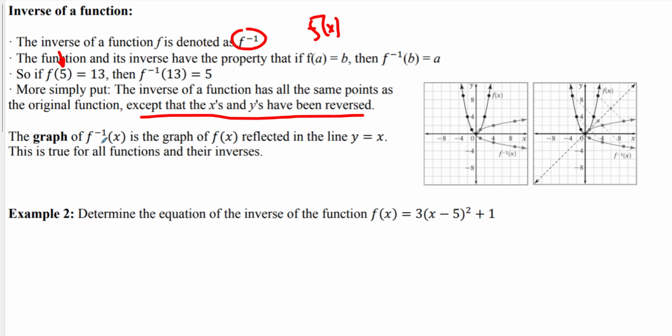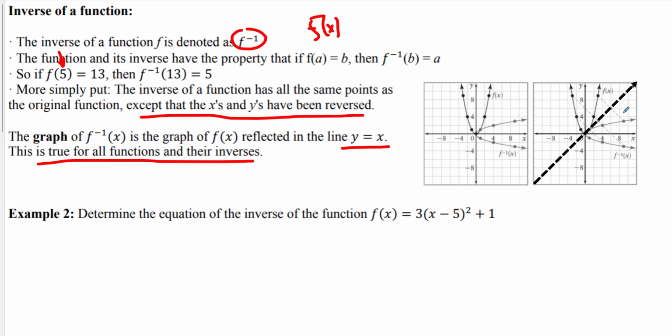The graph of f minus 1 of x is the graph of f of x reflected in the line y equals x. This is true for all functions and their inverses. So this is how inverse functions are graphically related. You have the line y equals x, which is this diagonal line right here. And whatever your initial function is, let's say in this case it's a quadratic, it will be reflected as if there's a mirror here, and all those points are being reflected, and that's what your inverse function will look like.